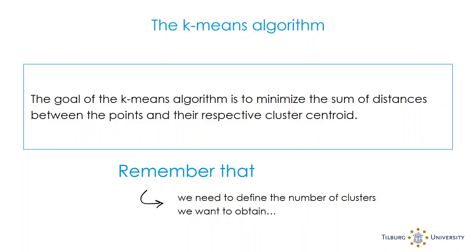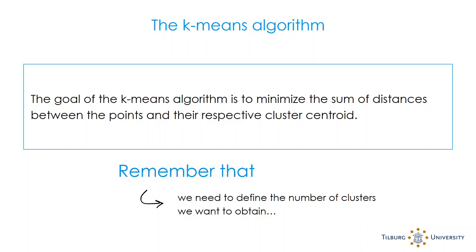So the goal of the k-means algorithm is to minimize the sum of distances between the points and their cluster centroid. So we have a cluster centroid, which is basically the representative of each group. And again, the goal here is to discover the groups. And the way that the k-means algorithm does that is by minimizing the distance between the different instances or objects and each representative in each group. Okay, so we are going to see how this process goes in detail.